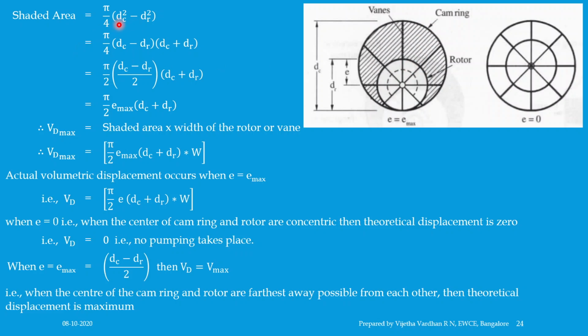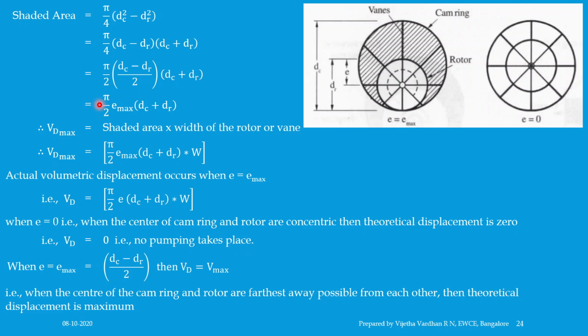Now, this is in the form of a square minus b square. When we expand, it can be written like this: pi by 4 into Dc minus Dr into Dc plus Dr. Now, we are just separating this 4 as 2 into 2, and it is going to be multiplied by Dc minus Dr by 2, where this Dc minus Dr by 2 is equal to e max. That is, Dc minus Dr by 2 is the condition where we are going to have the maximum eccentricity.